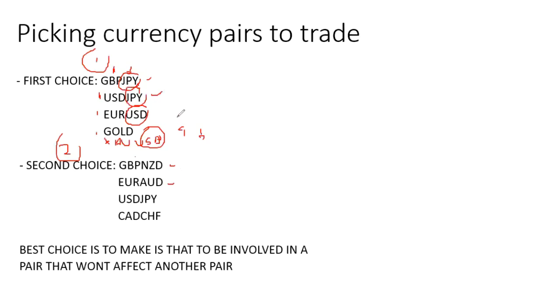Okay, we saw on the previous page that if gold goes up, the US dollar goes down. So imagine you're buying this and then you're buying this, meaning you're saying gold is going up and the US dollar is going up too. That doesn't make sense. Even though it's possible, and your analysis can provide you something like that, can you see what that means? And the second choice is the best because your choices don't affect another pair.